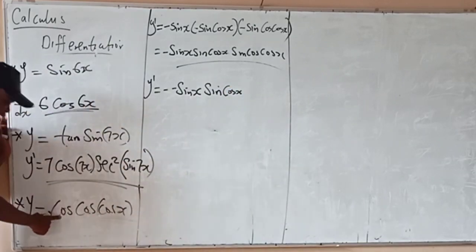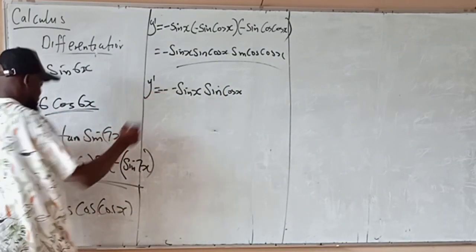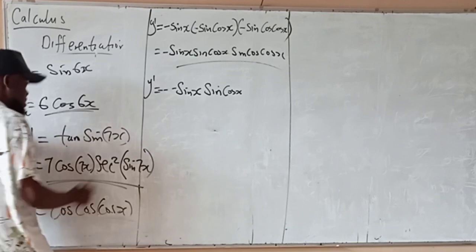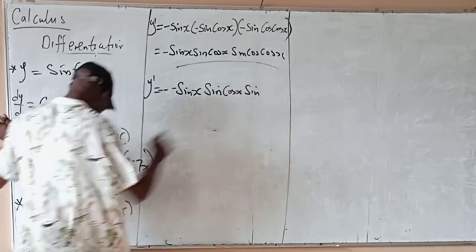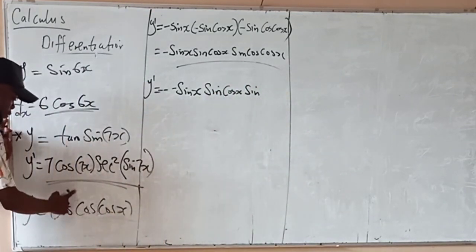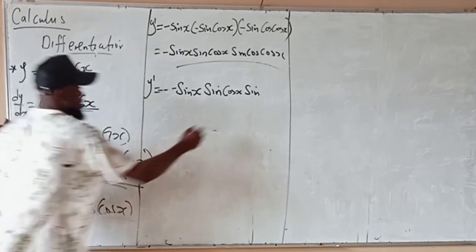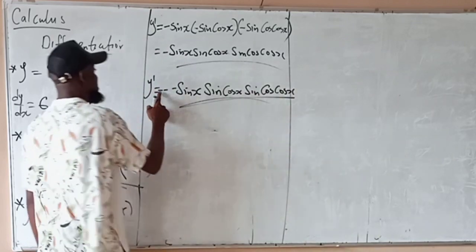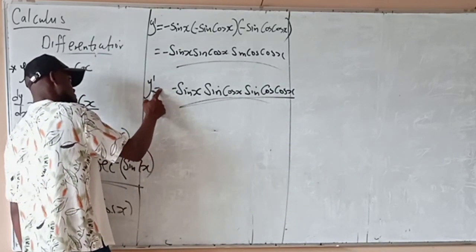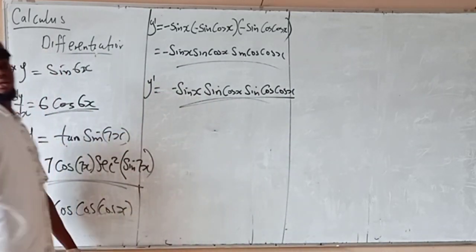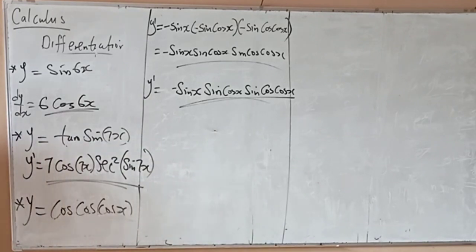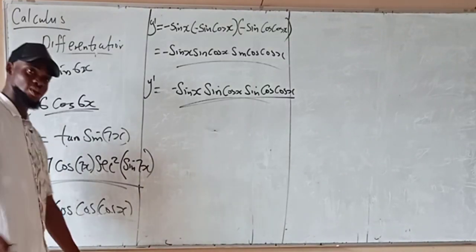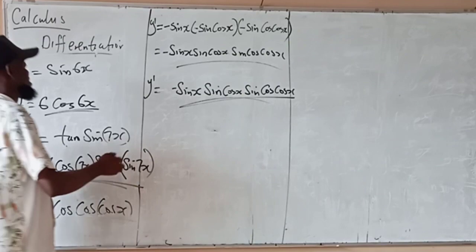Then differentiate this last cos, you're going to have minus sine for the last one. Differentiate this one, you're going to have minus sine. But what is the remaining last one? Cos x. But look at it. Minus times minus is plus, and some minus will be left. You see minus sine x, sine cos x, sine cos x. That's all.